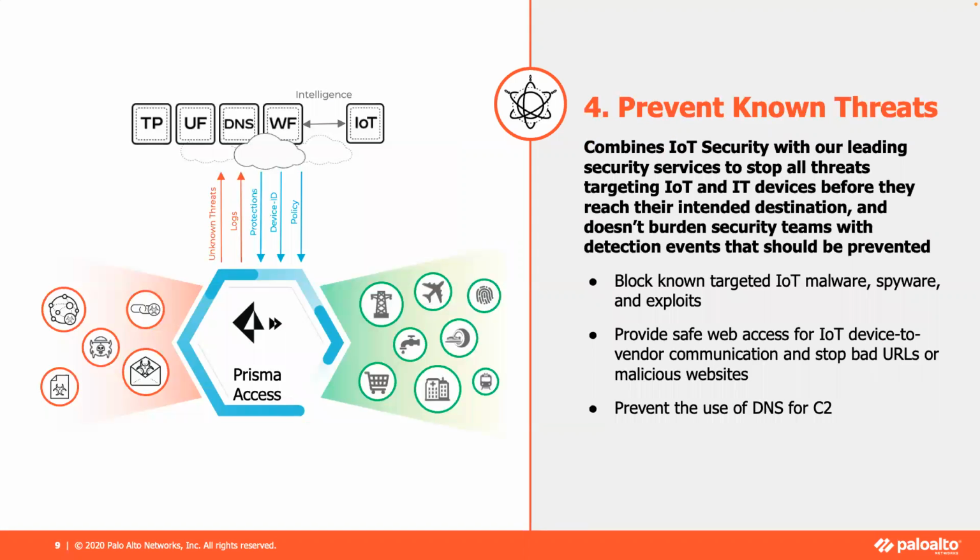So we have the ability to prevent these known threats, right? Malware, spyware, exploits, all those sort of things that use signatures, command and control, and calling back home, and all these sort of things that you would typically think of users or user devices for. So all of our known threats are protected.